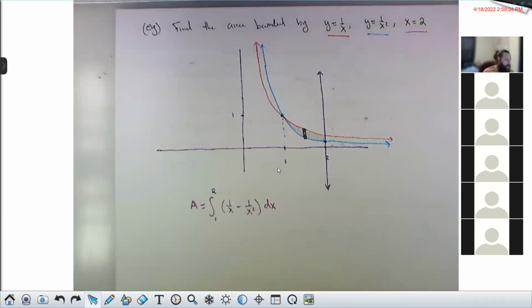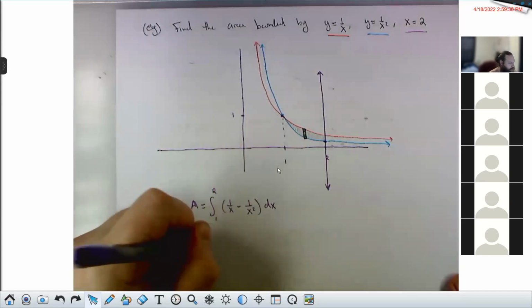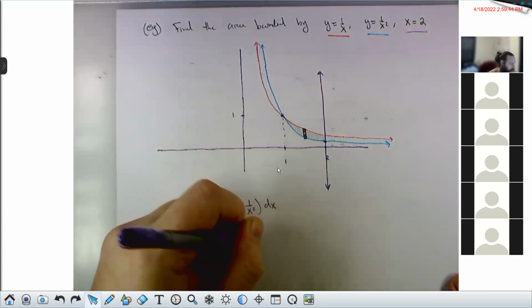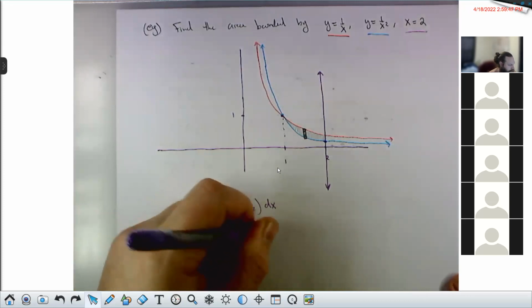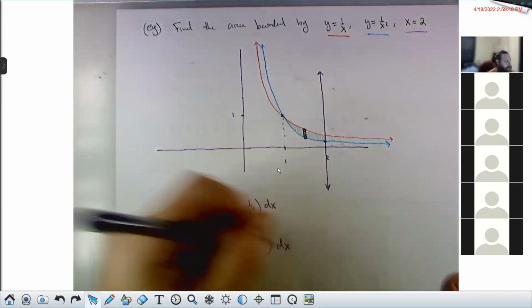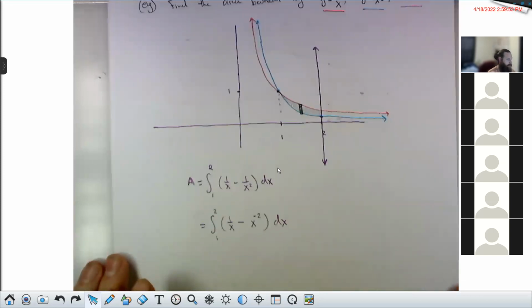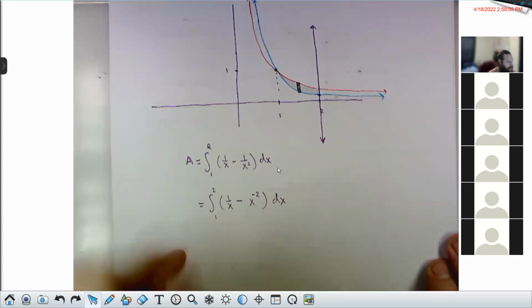And from here, it's a cakewalk, right? From here, we know exactly how to do these integrals. You may write this as integral 1 to 2. I'll leave the 1 over x alone. We all know what to do with that. But maybe x to the negative 2 is the better way to write the second piece, because here requires the power rule, whereas the first piece is a natural log thing.